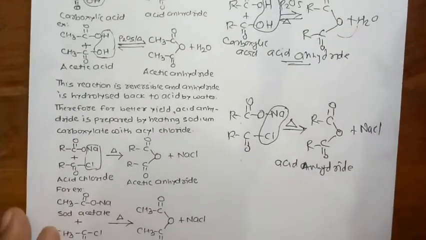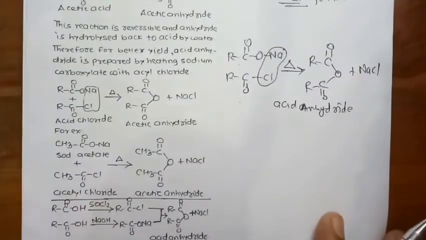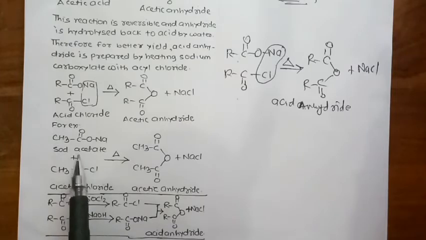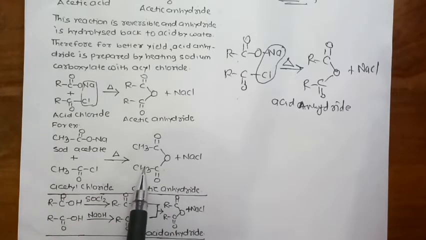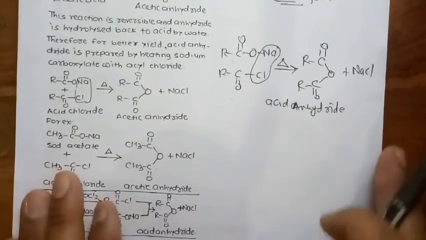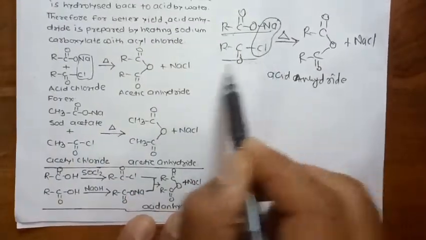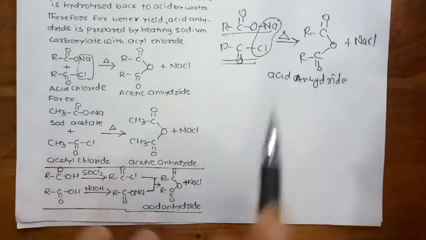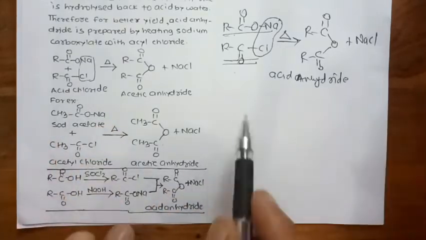Here again I have taken one more example. CH3COONa plus CH3COCl, sodium acetate and acetyl chloride, gives CH3C double bond O, O, C double bond O, CH3 plus NaCl. Again here, these two reactants, RCOONa and RCOCl, which we have used here, can be prepared from carboxylic acids by doing a reaction.